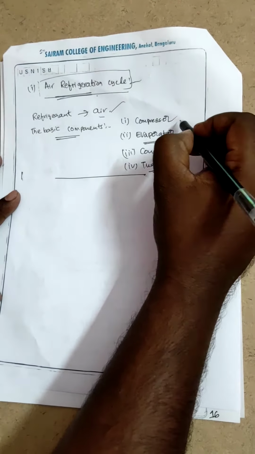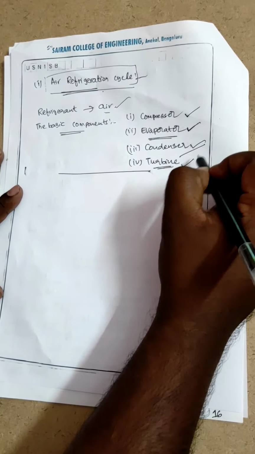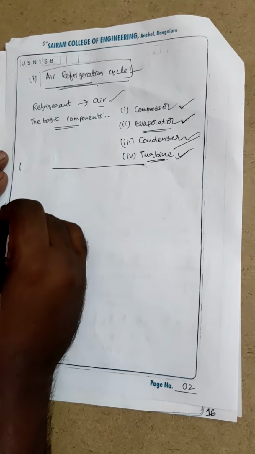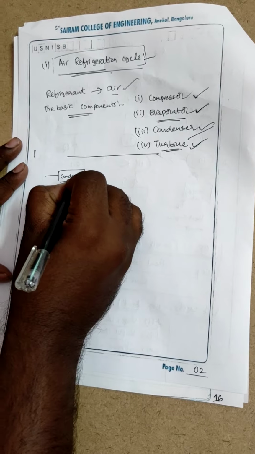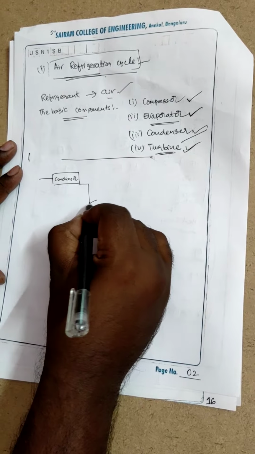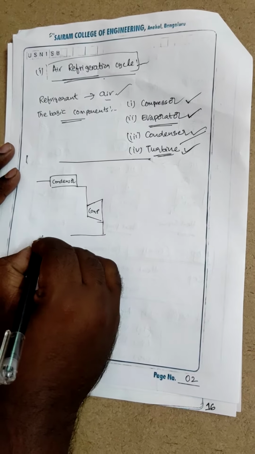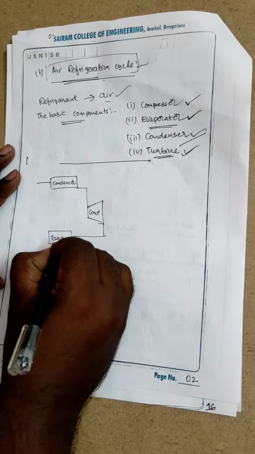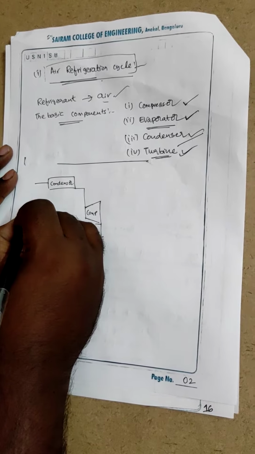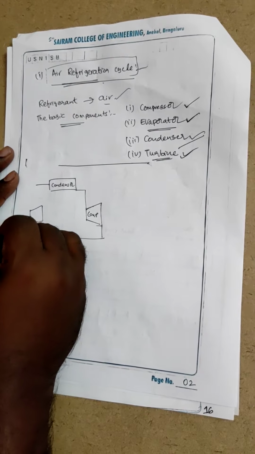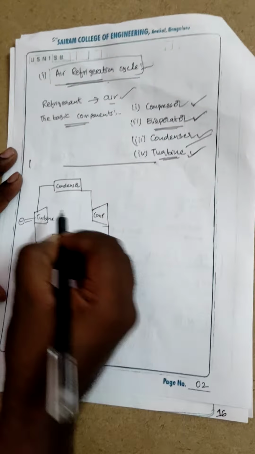Like all other refrigeration cycles, this cycle also has components like compressor, evaporator, condenser and turbine. So these four components will be available. Let me draw the schematic diagram. I'll put the condenser here, and the compressor, and the evaporator is here, and the turbine. So this is the turbine. I'll start from here.